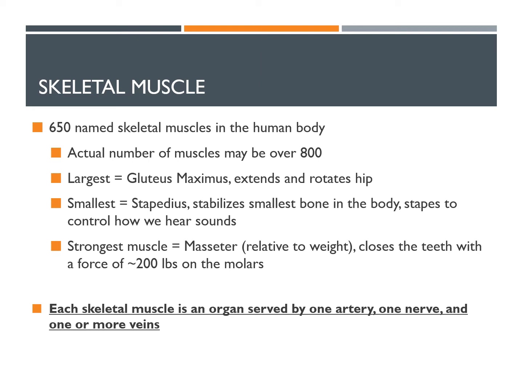It's estimated that there are actually 800 muscles in the body. It's just that many of them aren't named. The largest muscle of the human body is the gluteus maximus. Its function is to extend and rotate the hip. It's also involved in adducting and abducting the thigh.